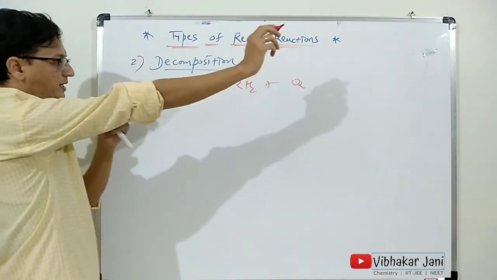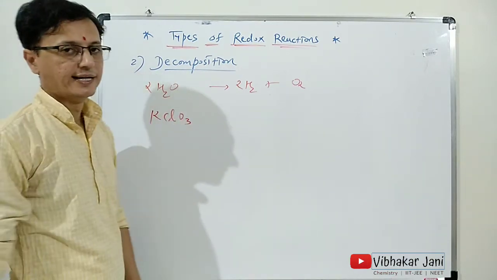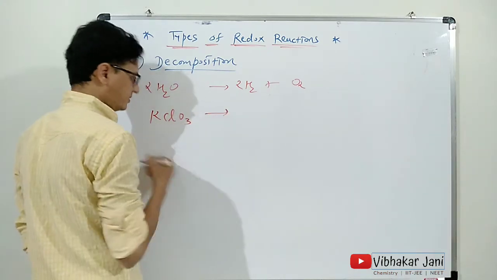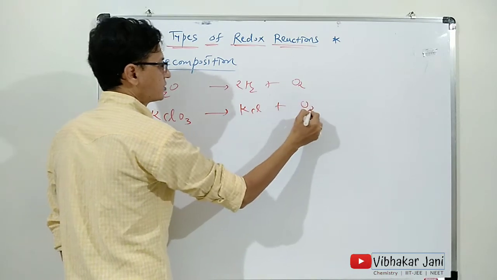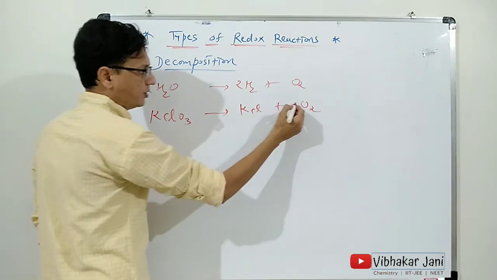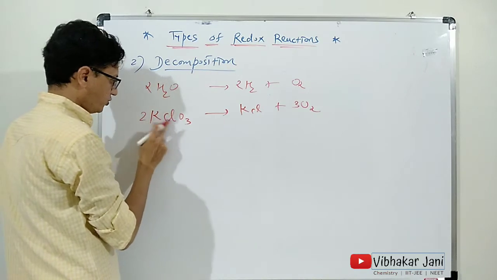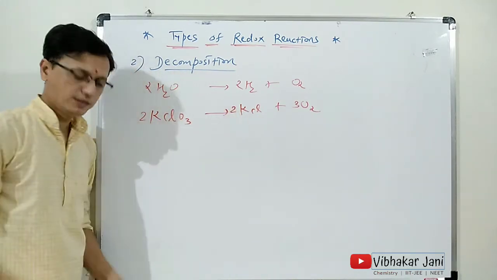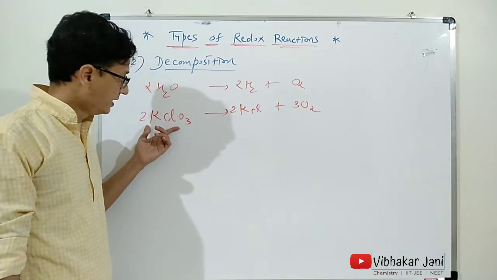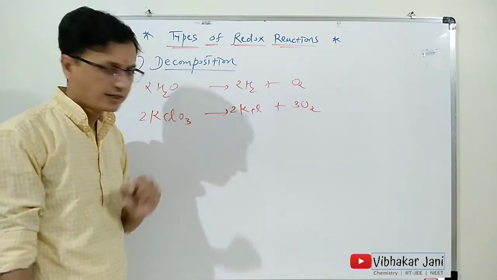The second example of decomposition is KClO3. If we heat this substance, it will give us KCl plus O2. To make it balanced, here we have 3 oxygen, so we will put 3 over here and 2 over here. So oxygen becomes 6. In that case, potassium becomes 2, chlorine becomes 2. So simply we will put 2. Now this substance, that means only one substance, is converted into 2 smaller substances. So it is also a kind of decomposition reaction.